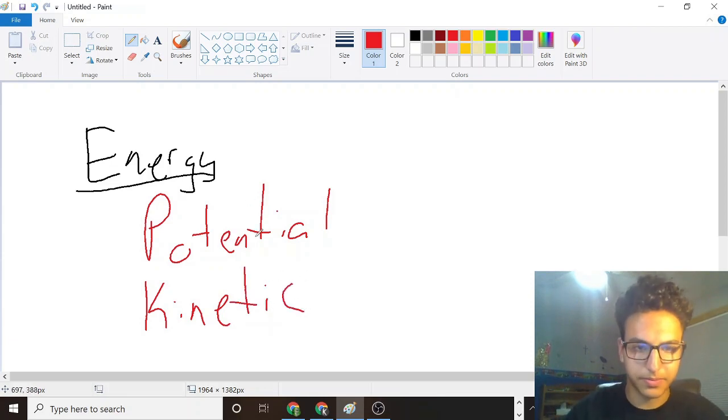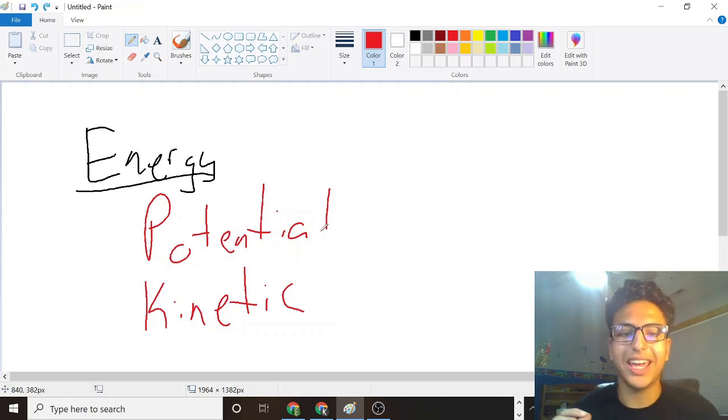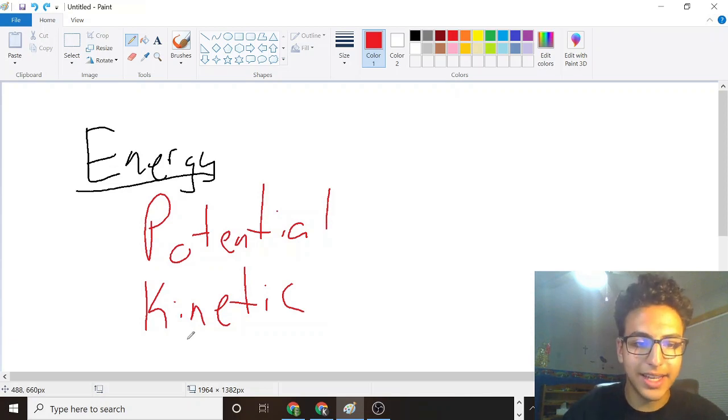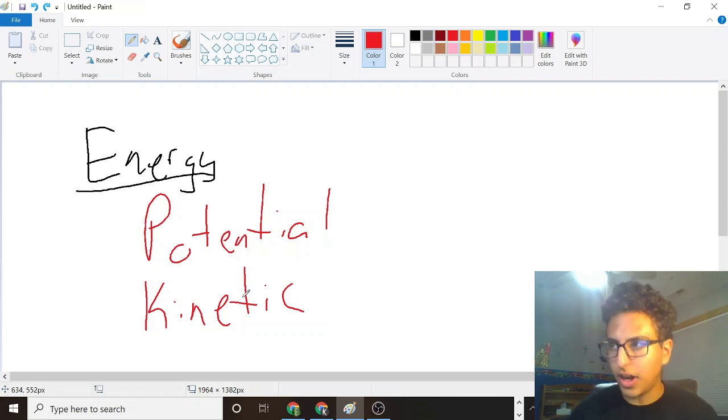Alright, so what are these two? Potential energy, it sounds like potential. Okay, it's how much it can move or how much it would be able to move, whereas kinetic is how much an object is moving. Alright, so if an object has potential energy, that means while it may not be moving, it has the ability to move a lot.